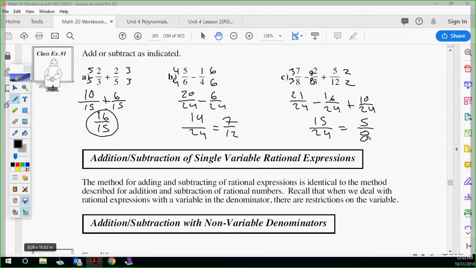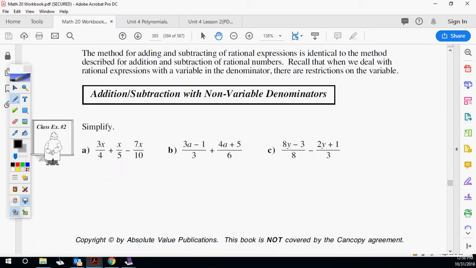So the method for adding and subtracting rational expressions is identical to the method we just did for rational numbers. Identical in the sense that you have to have a common denominator, then you add the numerators, and you simplify when you can. The restrictions are the same. They come from the beginning again.